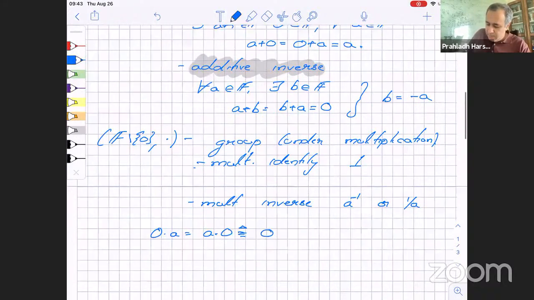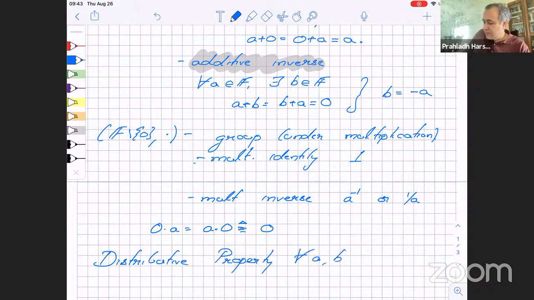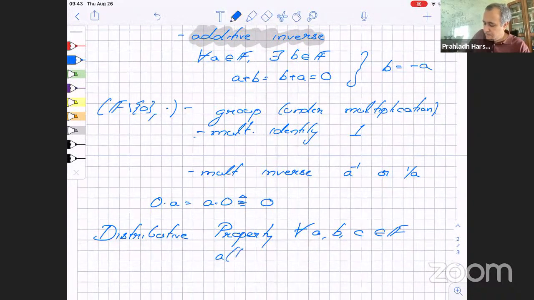And one more property we want is the distributive property. It is for all A, B, C in the field. We must have A times (B plus C) equals A times B plus A times C. This is multiplication over here. These are the properties I need.